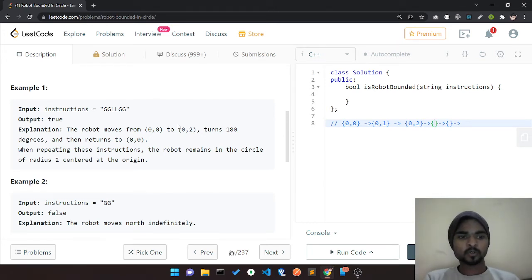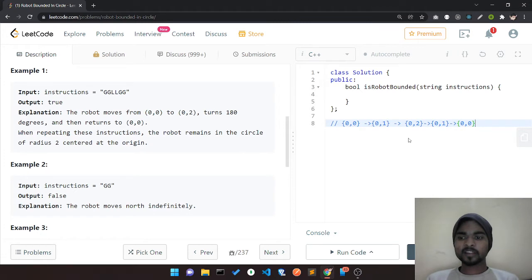So when I call the instruction G again, it comes to 0 comma 1. When I again call G, it reaches 0 comma 0. In that scenario, if I repeat this instruction again and again, I notice one thing here: it's a cycle. It's starting from 0 and again reaching 0. So it means a cycle is possible.